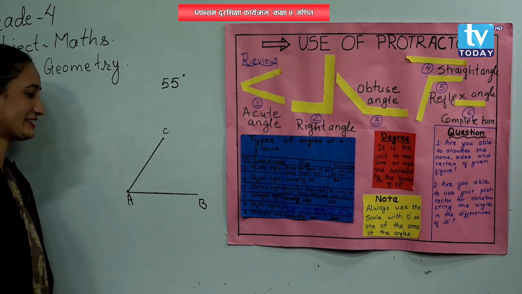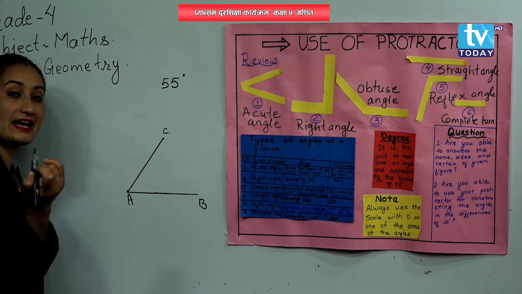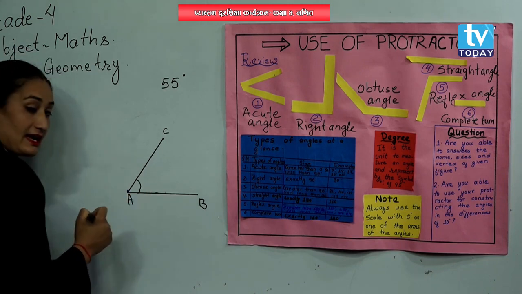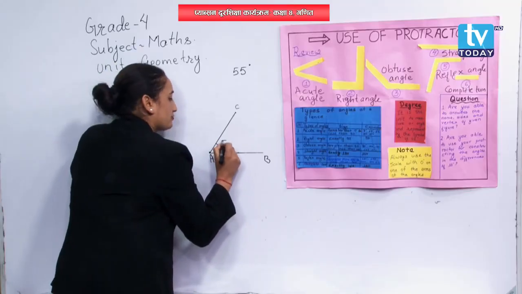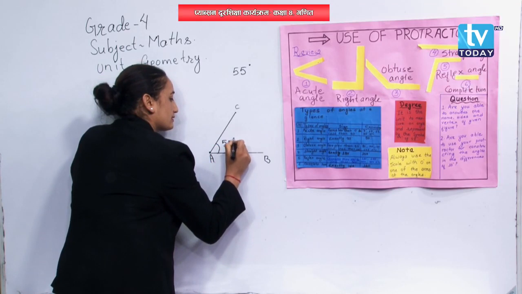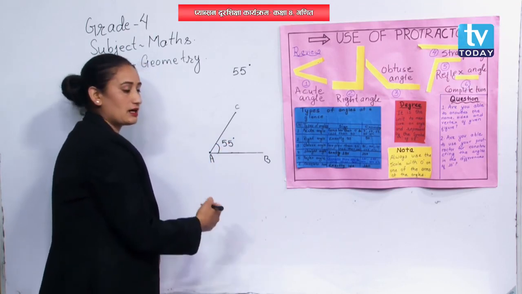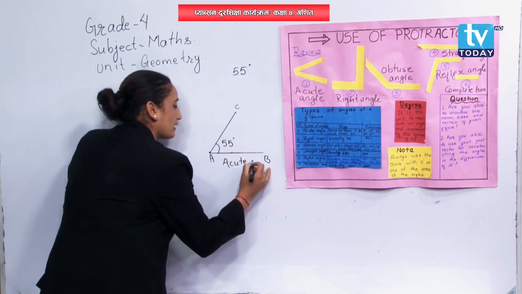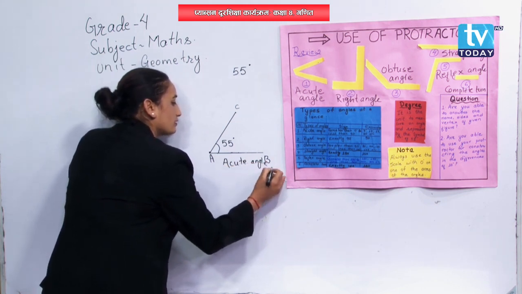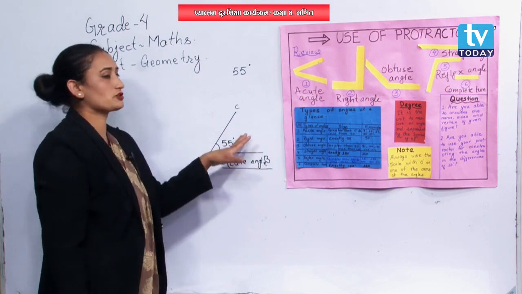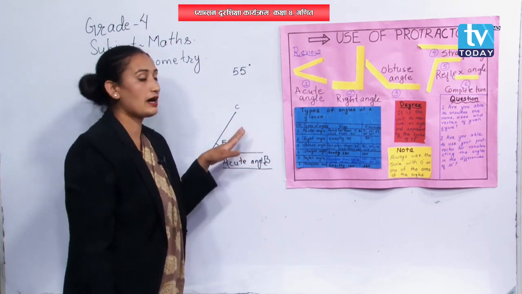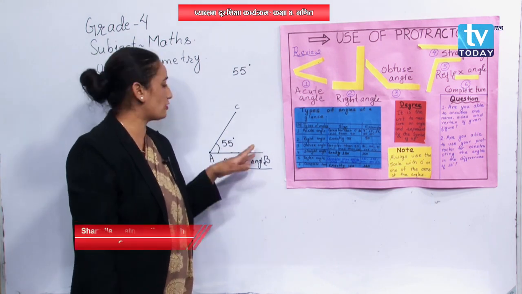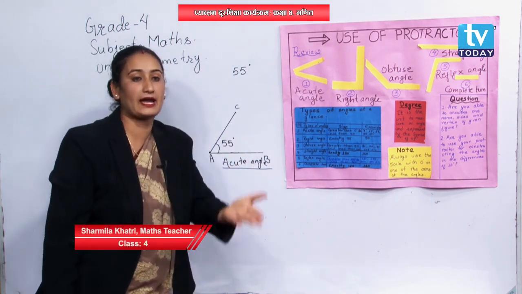Done. Okay, this is how to write the angle's number. Put your symbol of angle. It's angle 55 degree. And what is the name of this angle? Acute angle. Okay, I have taught you how to write the name of the angle, also how to draw, how to construct the angle.